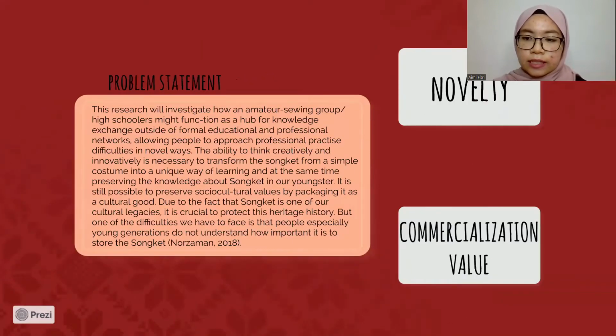The problem statement in this research will investigate how the target audience could benefit from the knowledge of this topic outside of the formal education network and allow them to explore Songket heritage in a fun way. The case study will explore the ability to think creatively and innovatively to produce an illustration product to help the target audience learn about Songket because it is one of our traditional cultural arts.